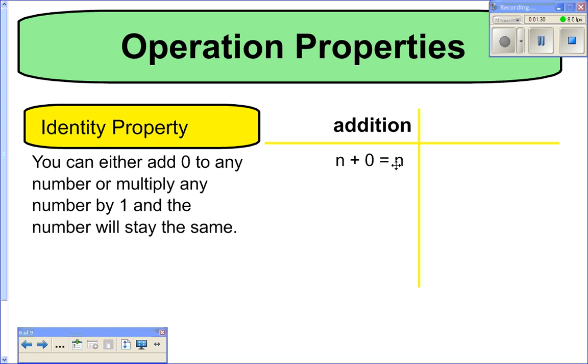N plus 0 is still going to be n. You didn't add anything to n. If we add 0 to the number 5, we're left with 5. It's only 5. We added nothing to 5.